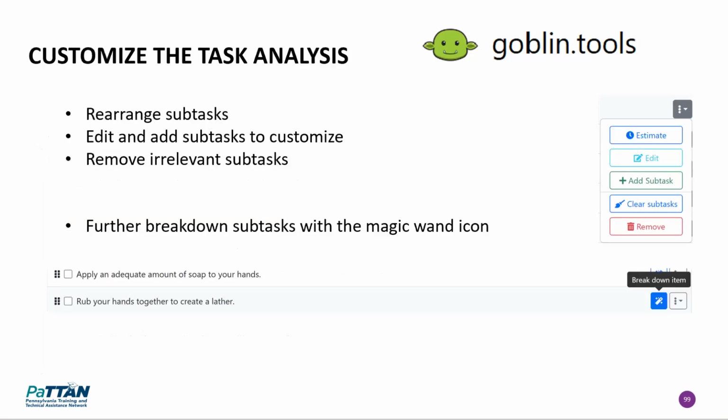But then you have the option to customize those steps. So you can click and drag to rearrange those if you do them in a different order. You can also remove irrelevant subtasks, as well as edit and add subtasks. You can then use the magic wand icon to further break down each step. And I did this for the rub hand step because this is the one I really had to work on teaching.